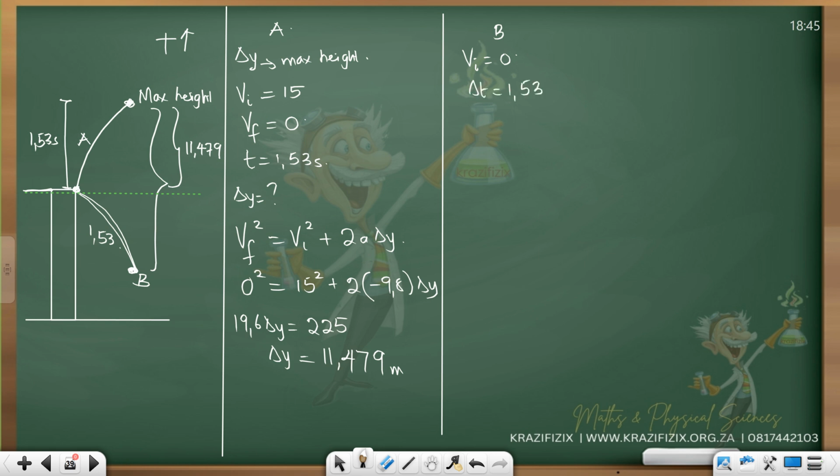1,53. Guys, please don't tell me B is now moving down, then you want to change your direction. You have said up is positive. Stick to it. What is your acceleration, which is your g? Negative 9,8. Please write all of this down and get me delta y. I think we can get delta y. This 7 marks is cheap, man. I want something strong. Yes? Talk to me, Trivo. Talk to me quickly.